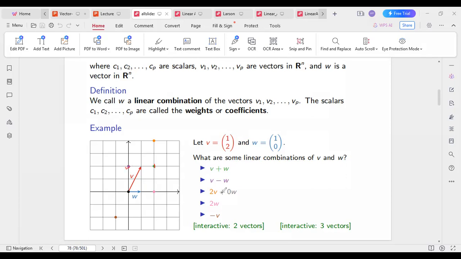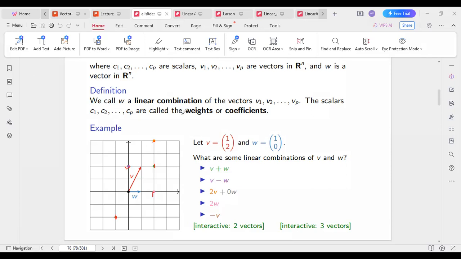Similarly, twice B plus 0W, what will be the values? Twice B is (2, 4). So (2, 4) means x value 2 and y value 4. This one is twice B plus 0W. Similarly, another linear combination, twice W, 2W, that means (2, 0). So (2, 0) means x value 2 and y value 0. This is 2W. And minus B is (minus 1, minus 2). Minus 1 is here and minus 2 is here. So this is minus B.